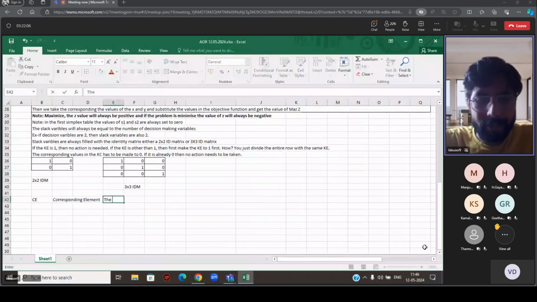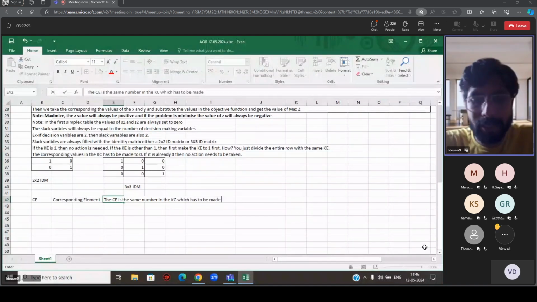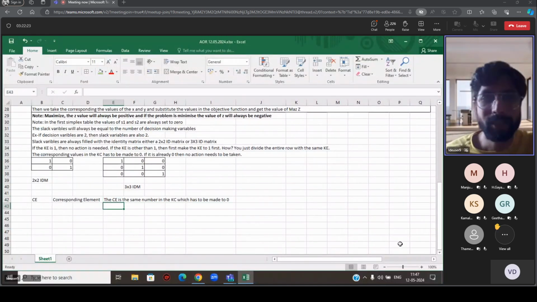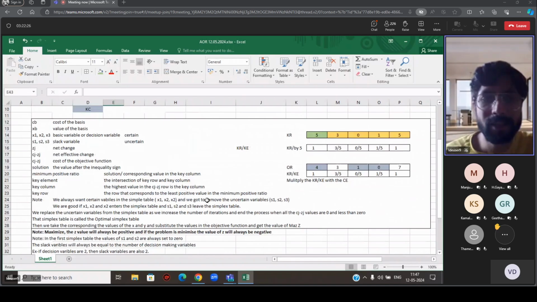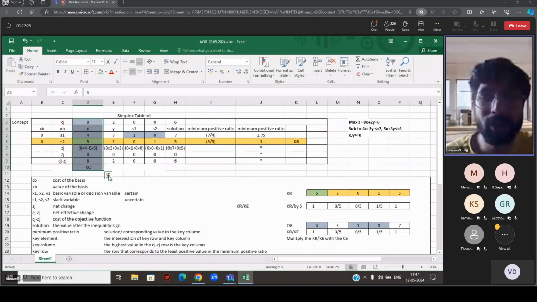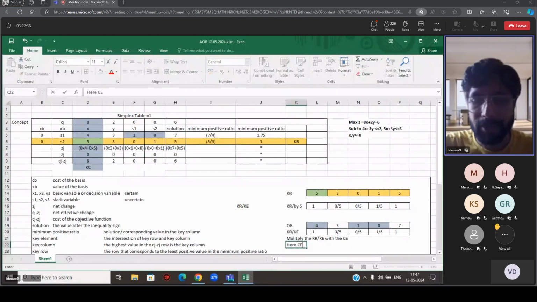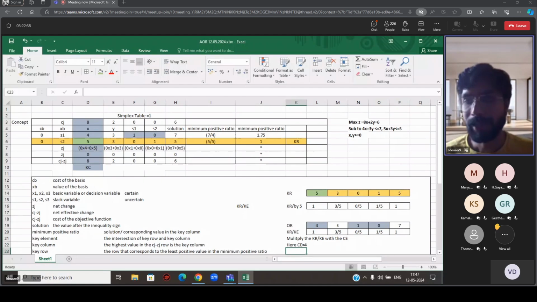The corresponding element is the same number in the key column, which has to be made 0. Now, in the key column, which is the element you have to make 0? 4. So that 4 itself is the corresponding element. So here you put CE equal to 4. So multiply the KR by KE with CE.